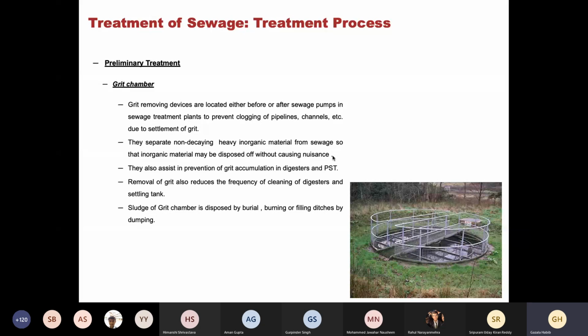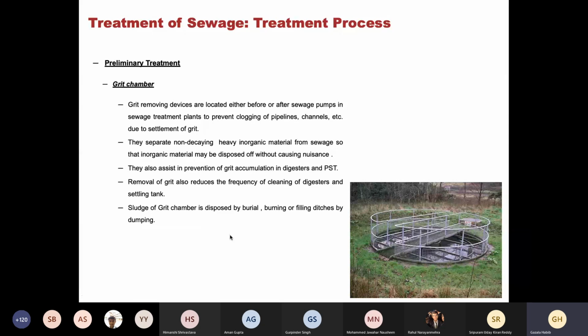So generally the purpose of the grit chamber is to remove the inorganic solid. If the inorganic solid does not have any toxic contaminants, which is mostly the case, then it can be disposed of without further treatment. They also assist in prevention of grit accumulation in the digester and the PST. Removal of grit also reduces the frequency of cleaning of the digester.